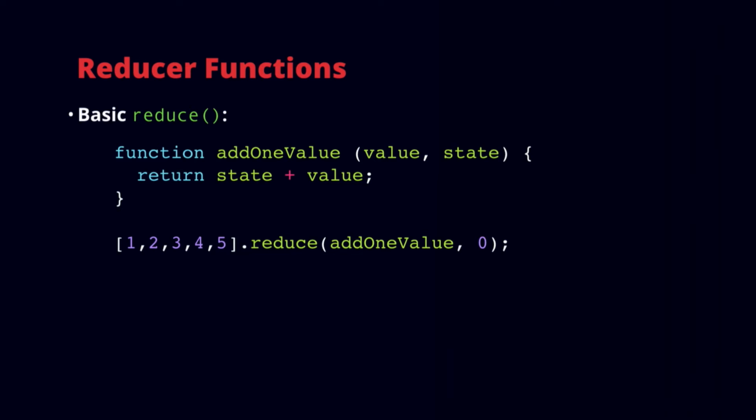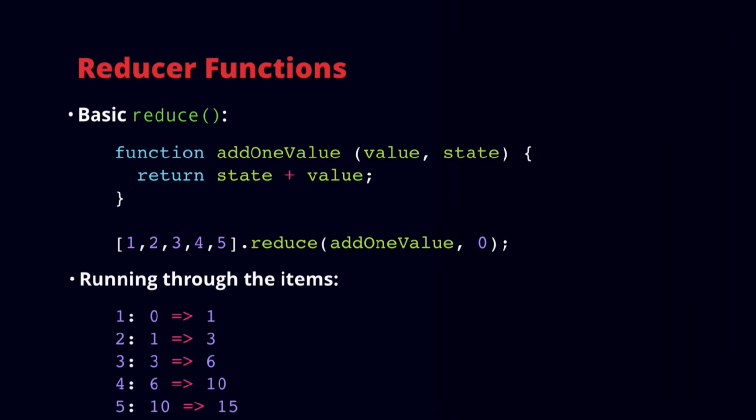So if we now want to add up numbers 1 through 5, we're going to call array.reduce, passing addOneValue as the first argument and passing 0 as the initial state, right? And let's just walk through this so that everyone understands how this ends up giving us the sum of those numbers. array.reduce is going to start by calling addOneValue, passing as the first argument the first item in the array, which is 1, and the current state, which is 0. The initial state is 0. That's the second argument to reduce. And addOneValue is going to give us 1.